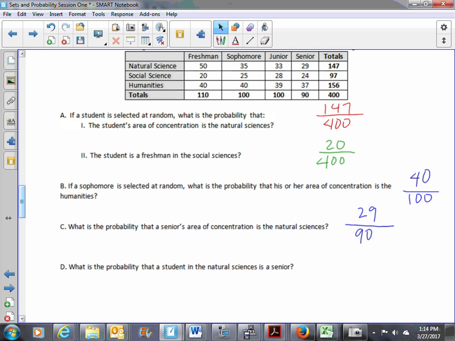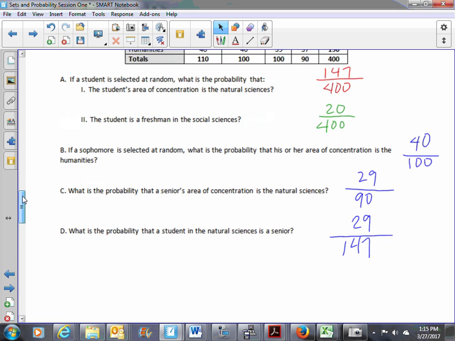What is the probability that a student in the natural sciences is a senior? Now the denominator is students in the natural sciences, which would be 147, and we want to know the probability that the student in the natural sciences is a senior. The intersection of natural science and senior is 29. So we get 29 over 147.